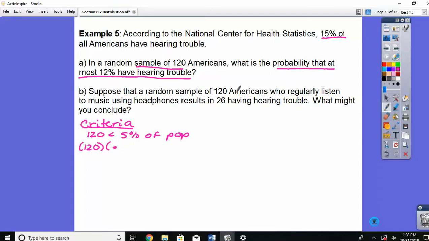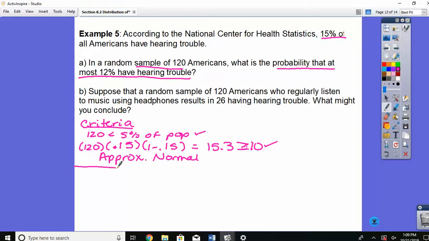p is 0.15, and 1 minus p. So if I multiply those, I get 15.3, which is smaller than 10. So that means, yes. I don't know why I keep writing less than. Greater than 10. So we met that requirement. So that tells us it is approximately normal, and we can use our Z stuff. If it wasn't normal, we wouldn't be able to use that.